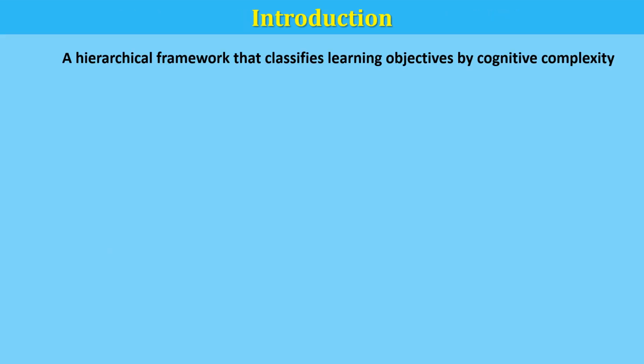Introduction. Bloom's taxonomy is a hierarchical framework that classifies learning objectives by cognitive complexity. It organizes goals from basic recall of facts to higher-order thinking, including analysis, evaluation, and creation. These structures help educators design curriculum and assessment that promote deeper learning.